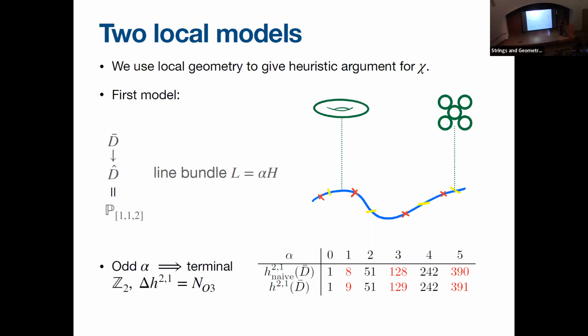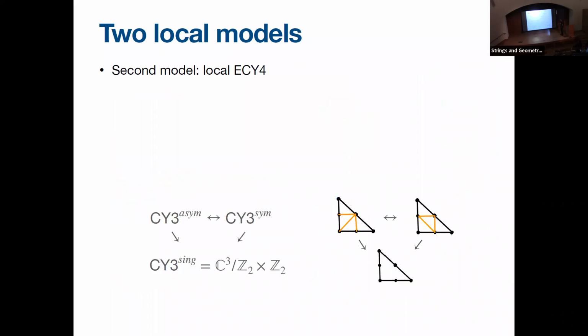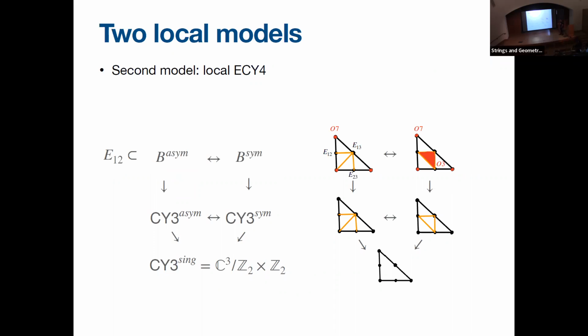So this is one local model that sort of gives a heuristic argument for why the correction term has to be there. The second one is a local elliptic Calabi-Yau 4, which is defined as an elliptic fibration over this particular choice of base. This is a non-compact base. It's C3 mod Z2 times Z2. We can do a resolution of this, and then we can construct an orientifold from it. So this is a local CY3, and then we get a local CY3 orientifold.